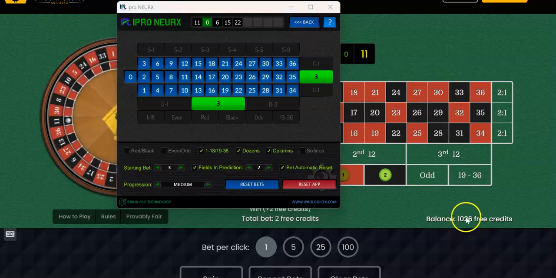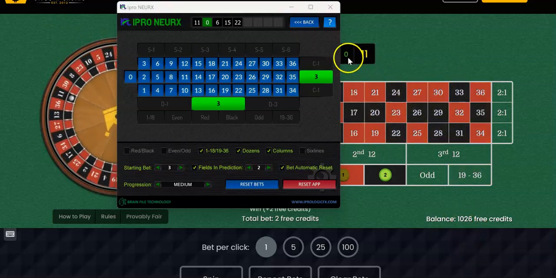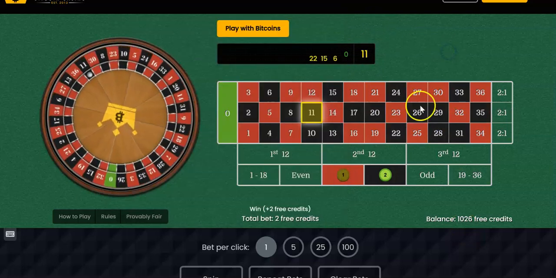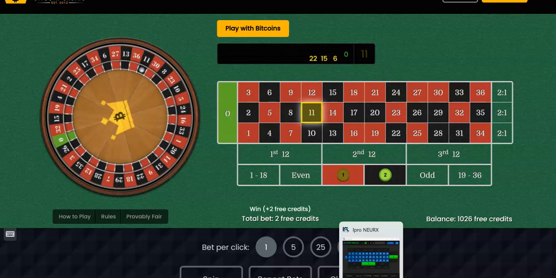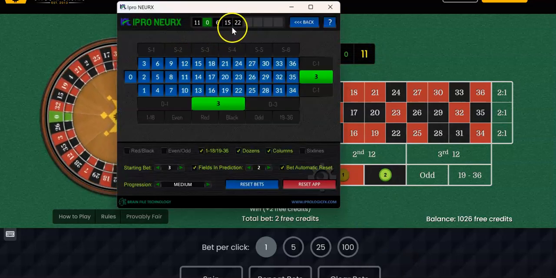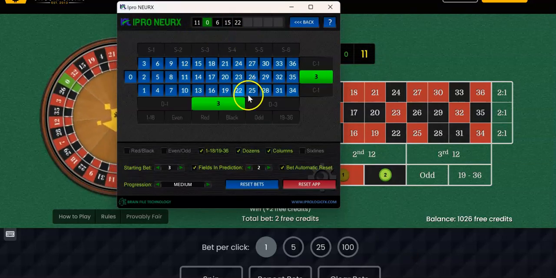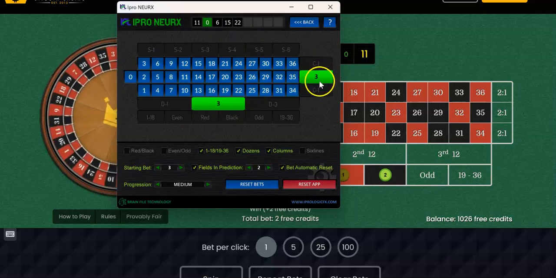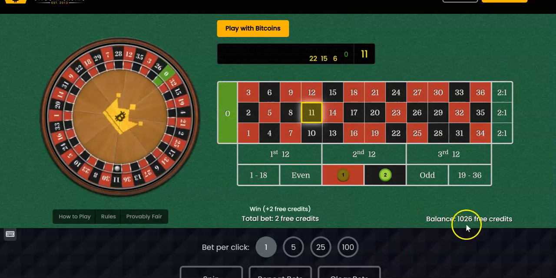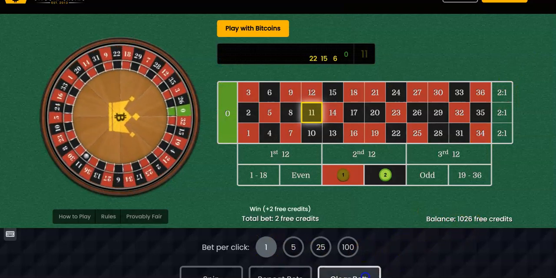Okay, so as you can see, the bankroll is now 1026, and that's because of this 0. Okay, because we had 1 on red, 1 on black. You have 22, 15, 6, 0, and 11, and that's all been placed into here, as we input the numbers. And now you have a prediction of 3 units here on the middle dozen and 3 on the column. So you're at 1026, and here we go.